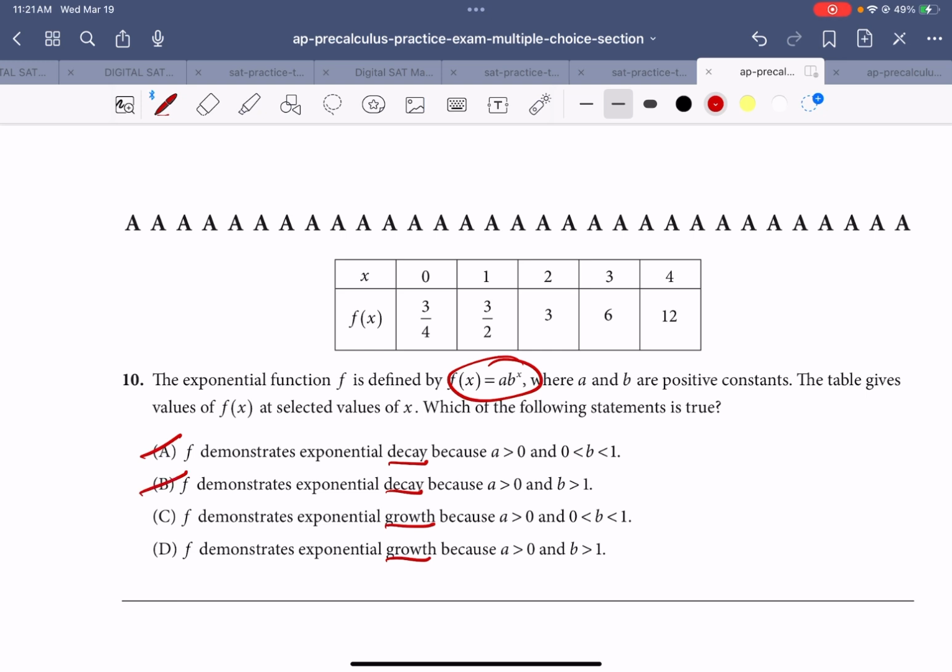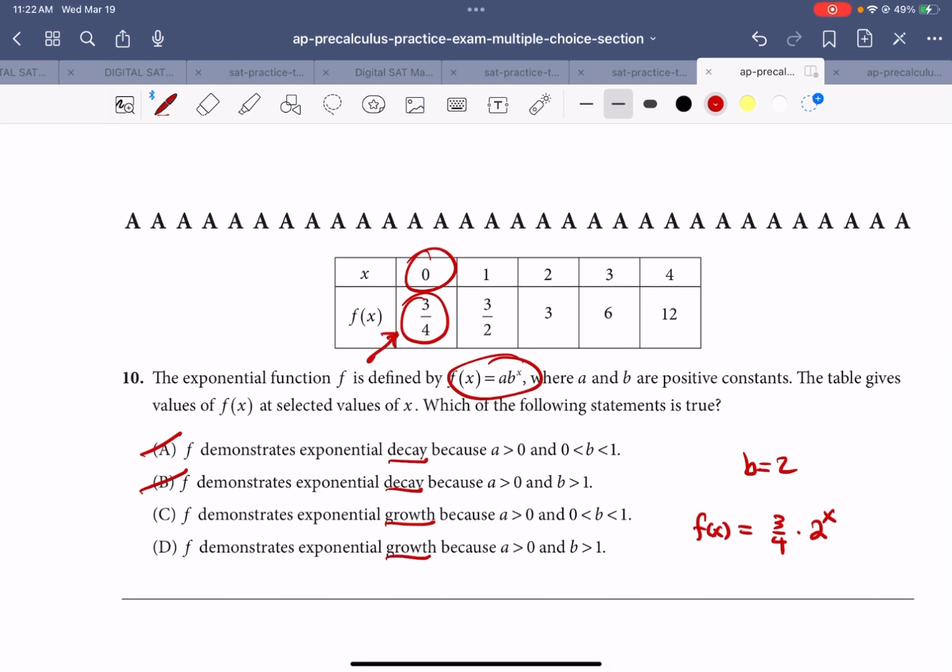Now, if you keep multiplying by 2, your b value should be 2, right? And when x equals 0 this one is 3/4, which means that 3/4 is a value. So you can say f of x equals 3/4 times 2 to the x. As you see, when x equals 0, 2 to the 0 is 1, and 3/4 times 1 is 3/4. So that represents this data here. When x is 1, 3/4 times 2, which you can reduce, is 3/2, and you see that that's correct.